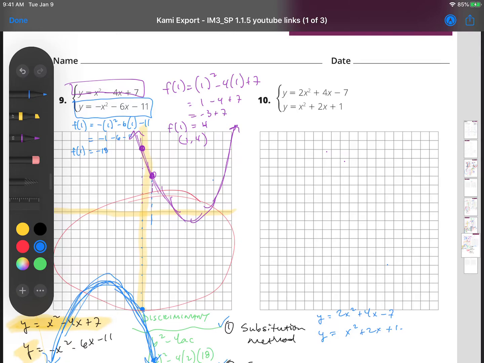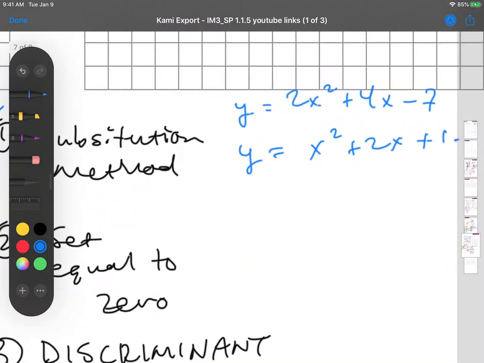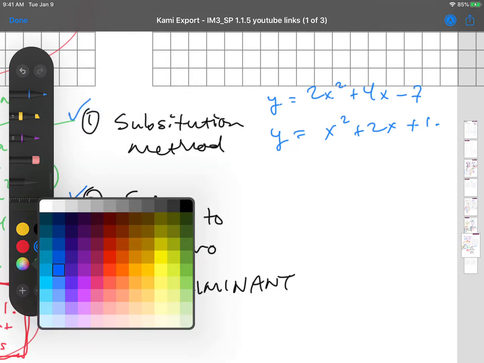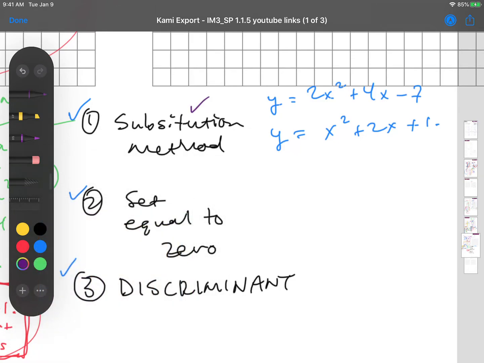Hey guys, let's go over D10. D10, we're down below. We're trying to solve this quadratic system, and we're going to use the substitution method. So let's go ahead and use the substitution method. Let's do that. Okay, what does that tell us?